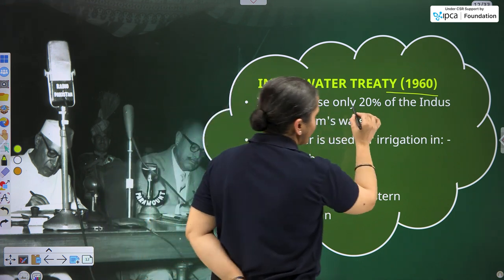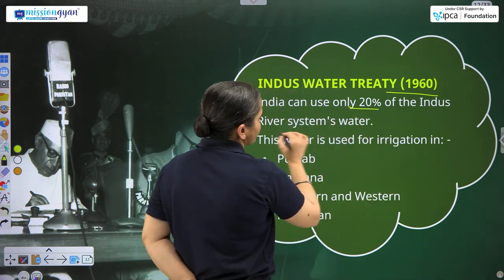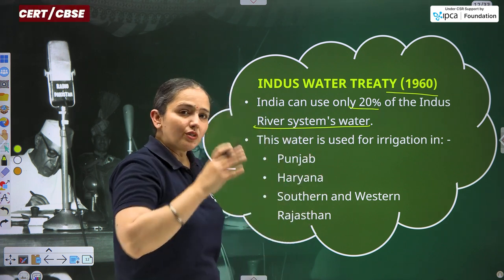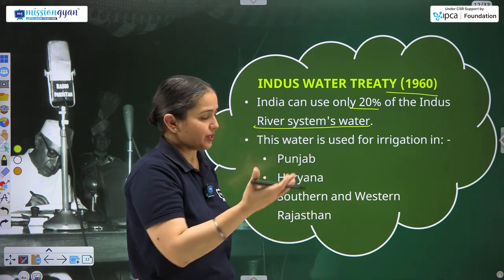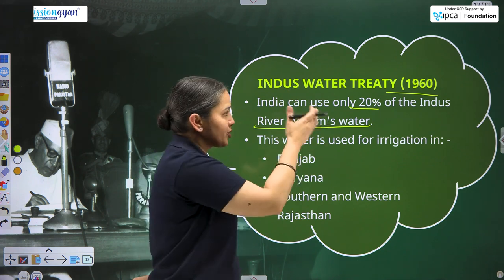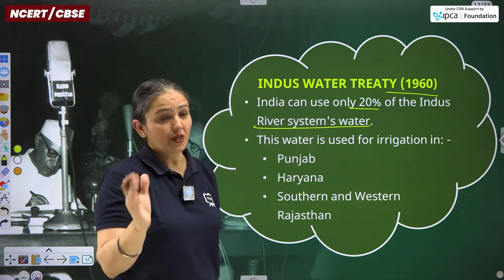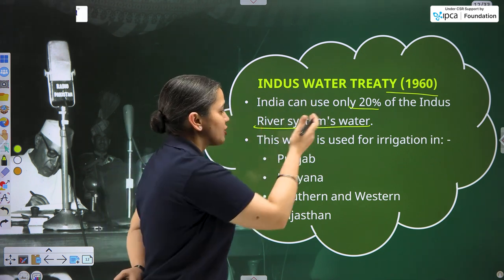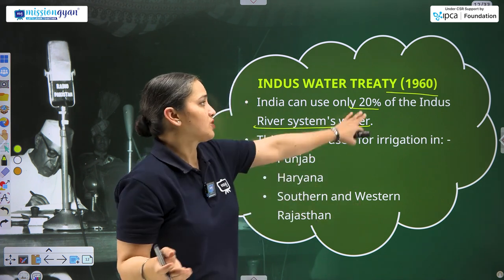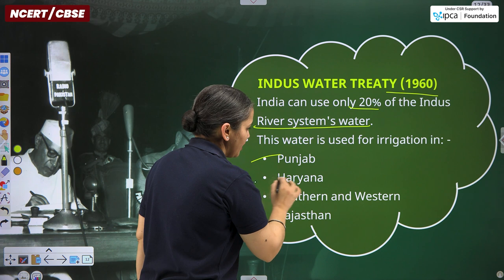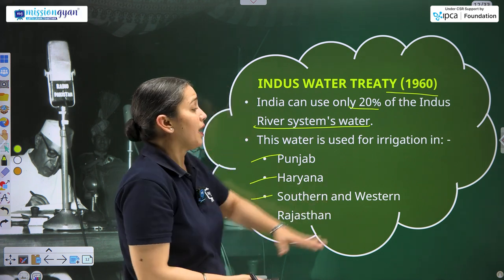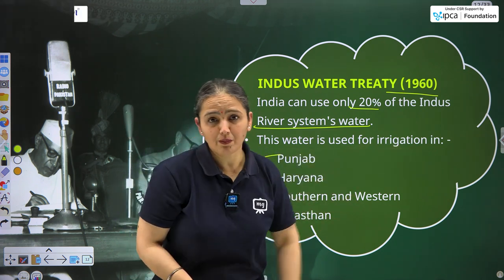India can use only 20% of the Indus River system water. The flow can be 30% or 1/3 particularly, but we are talking about water usage, so we are allowed to use only 20% of the water of the Indus River. This water is used for various purposes. This 20% water is used for Punjab, Haryana, southern and western Rajasthan, and that too for irrigation.